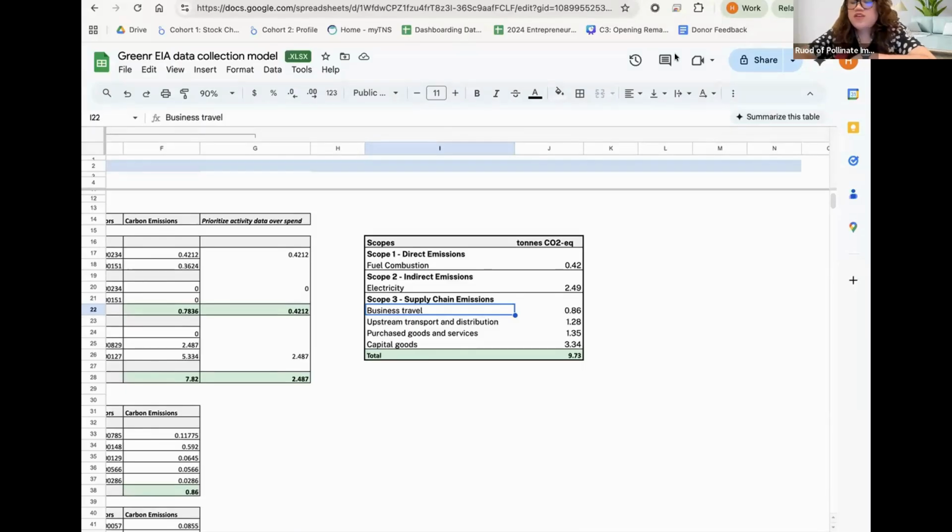I guess maybe while they're thinking, Harsha, my question is, I'm curious whether, as Greenr, you have a certain threshold at which you accept the enterprises that come in, depending on the emissions that they create? Or is it more of just an initial assessment and then you help them reduce it?